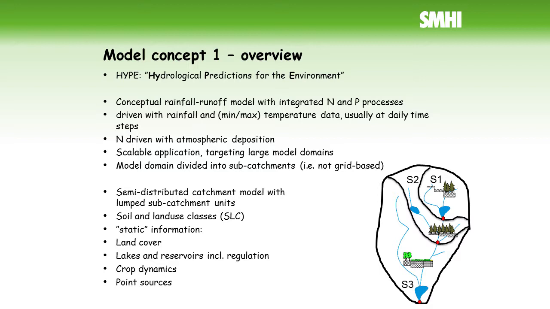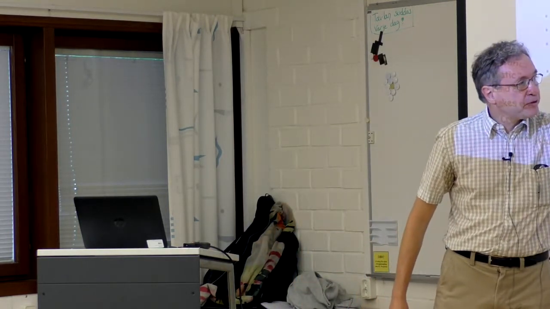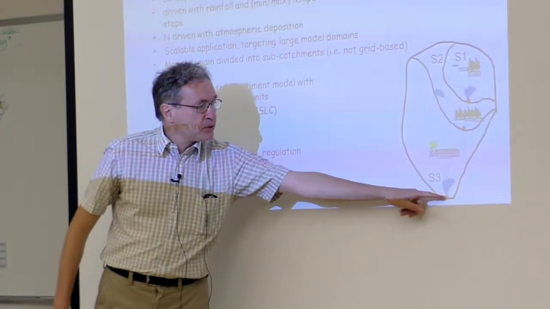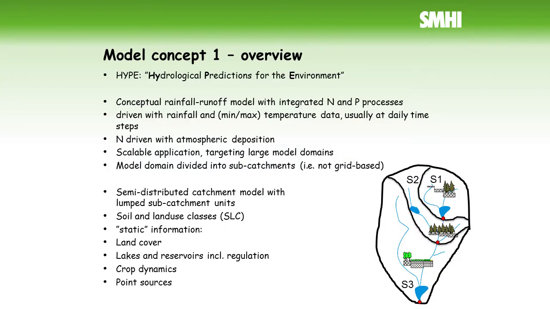The model is divided into sub-catchments, so it's not grid-based. You could, in theory, set it up in a grid-based application if you want to. So these are the different subbasins shown here in the figure, 1, 2, and 3. You usually put the outlet of a subbasin where there is a large lake. So subbasin 1 to 3. And then there is a division within each subbasin into different land and soil type combinations. And each of these have 3 layers. You can have different vegetation types on the different land use classes. Here is an example with different soil depths.